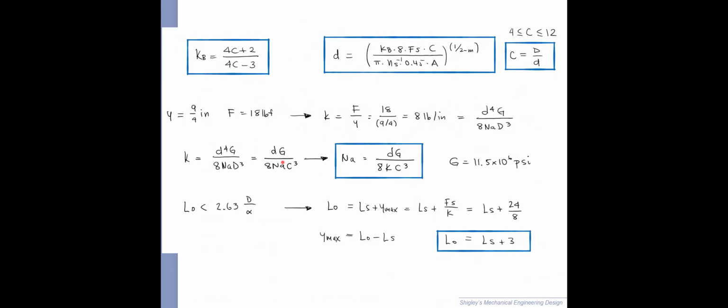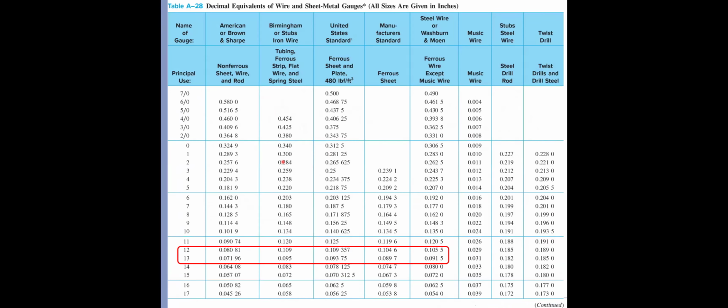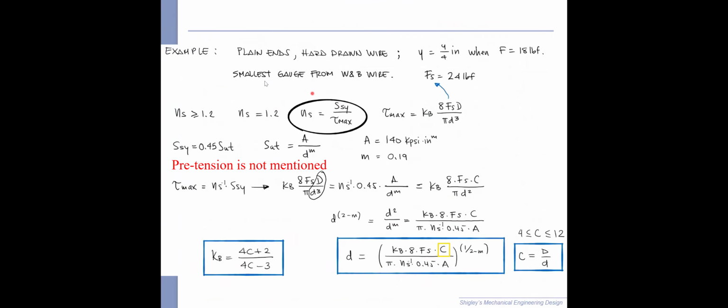Okay, so there's one example. Maybe I'll just show you this example here. For the plain end, we already know the end condition, and we know what this wire is. And Y, the deflection when the applied force is 18 pounds, and the force at the solid length is 24 pounds.